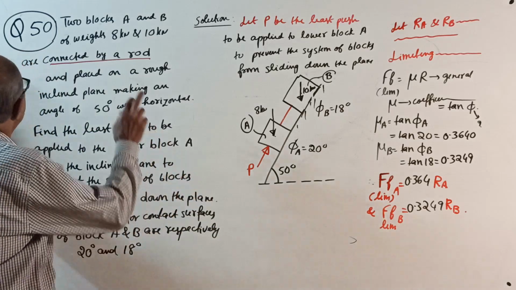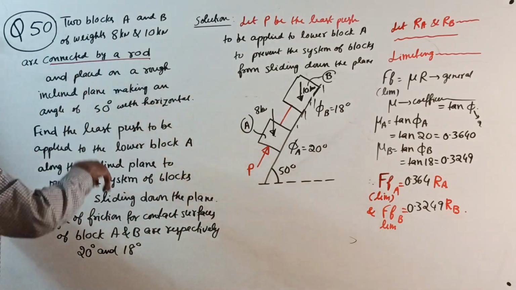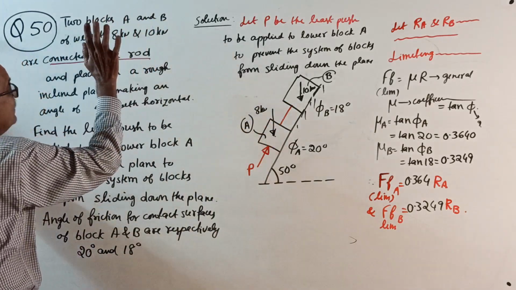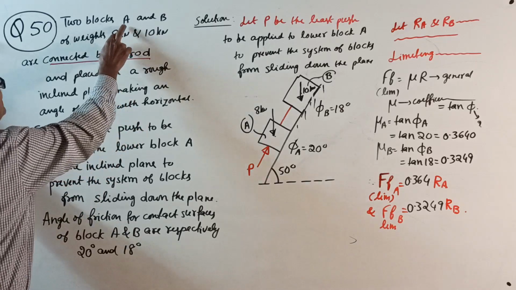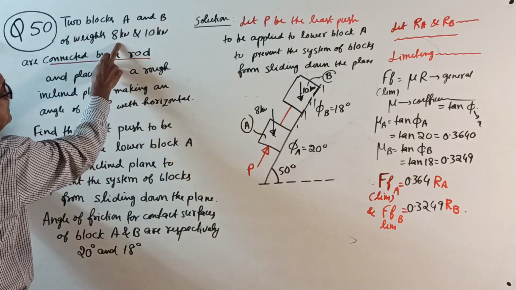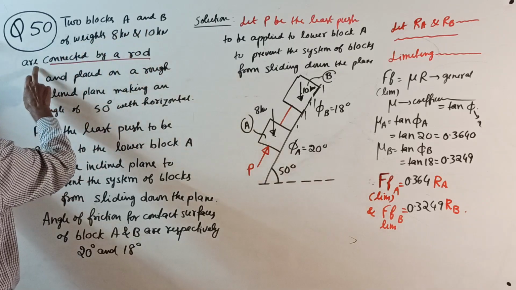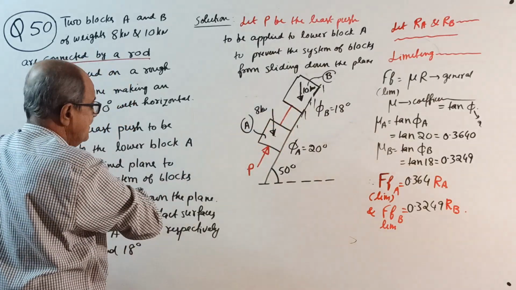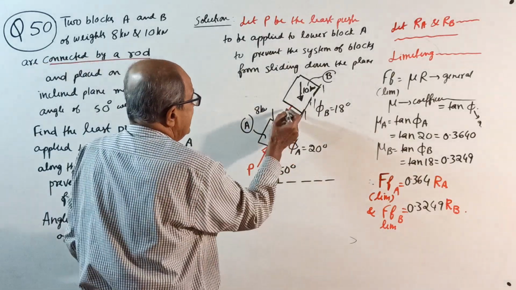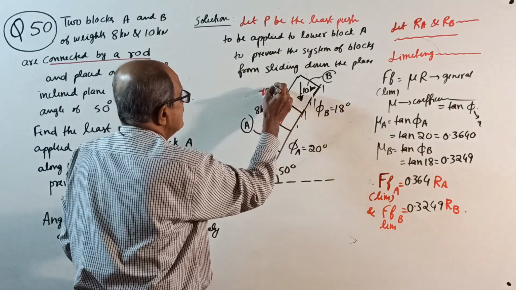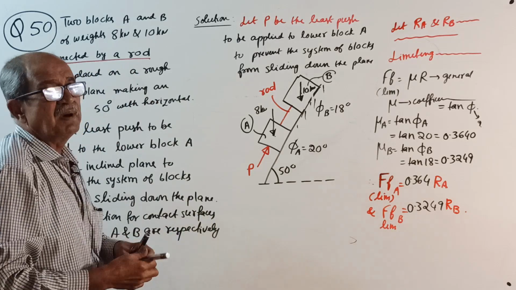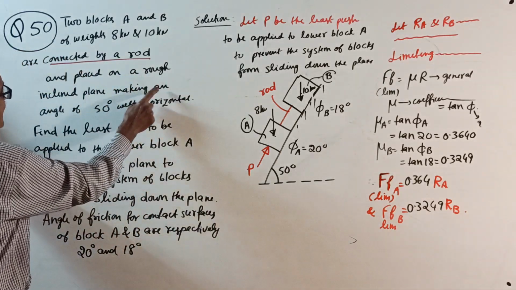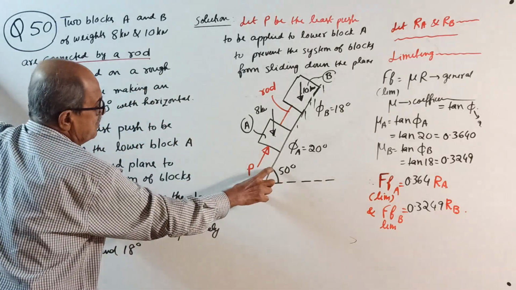Okay, start. Again, I am continuing two connected blocks. Two blocks A and B. See, last time I told 1 and 2, I am changing to A and B, of weights 8 kilonewton and 10 kilonewton, connected by a rod. See, a rod. You write here, this is a rod. Not a cable like last time, this time it is a rod or some solid member. The reason I will tell you. And placed on a rough inclined plane making an angle of 50 degree with horizontal.